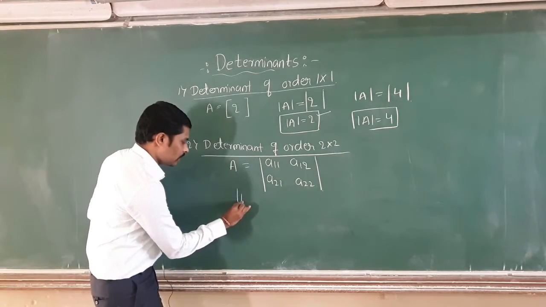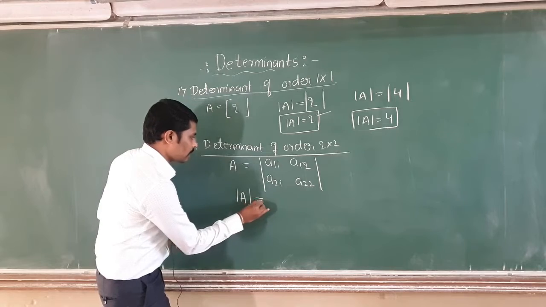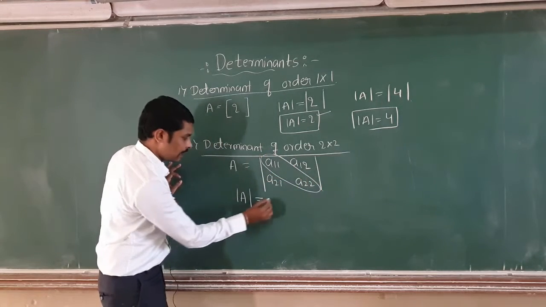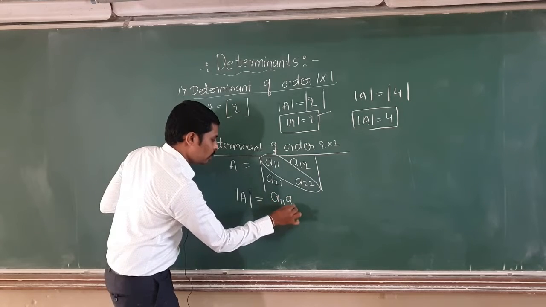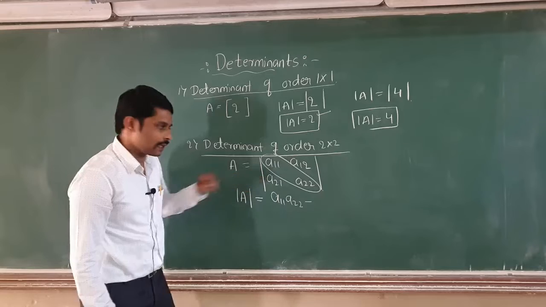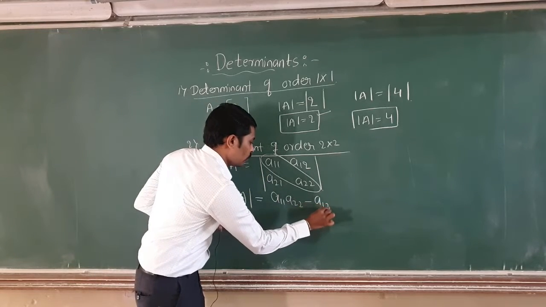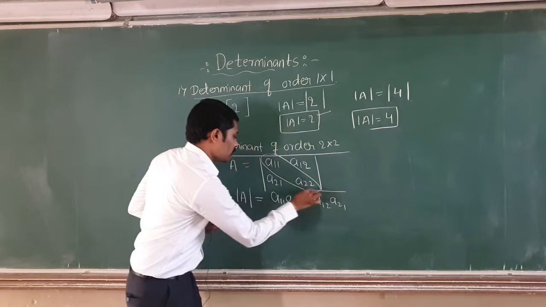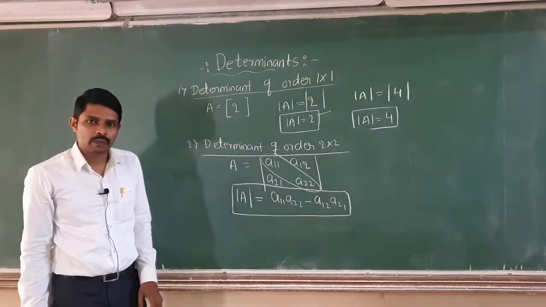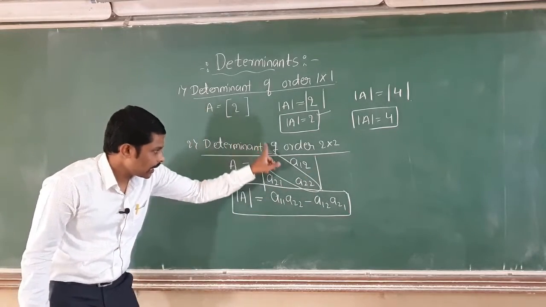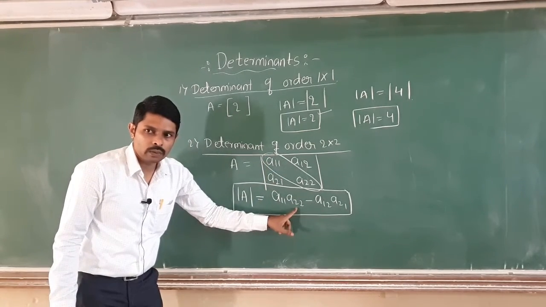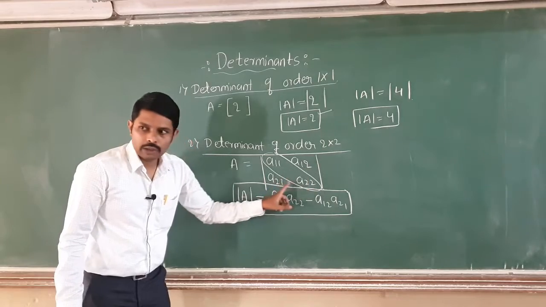The value of this determinant is, first multiply the principal diagonal elements, that is A11 into A22, minus multiply these elements, that is A12 into A21. This is our required answer of determinant of order 2 cross 2. I will repeat, first multiply the principal diagonal elements, that is A11 into A22 minus A12 into A21.